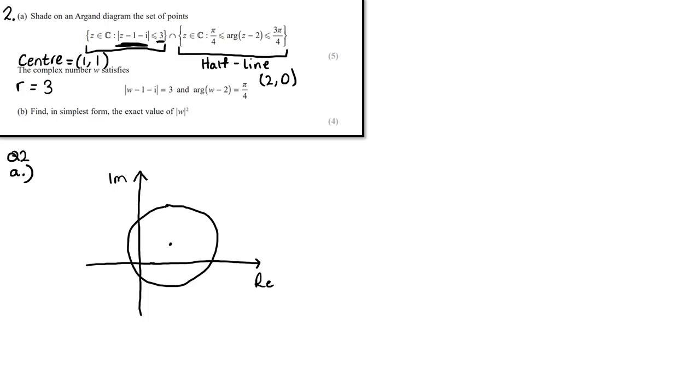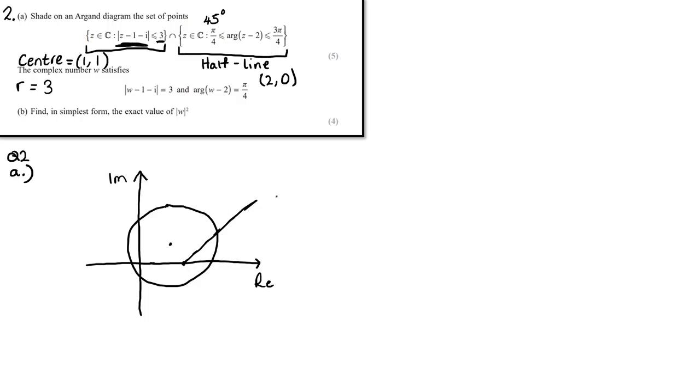And we've also got the half line starting at 2, 0. So if that's 1, 1, 2, 0 might be here, for example. Okay, so what I've got then is my half line starting at 2, 0. And we need the angles that are given by this part here. So we know the argument of z minus 2 must be greater than or equal to pi over 4, but less than or equal to 3 pi over 4. So with pi over 4, that's just 45 degrees. So from 2, 0 here, that makes a 45 degree angle. Something that looks like that.